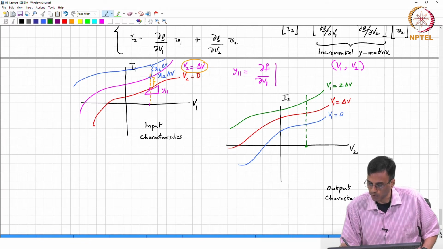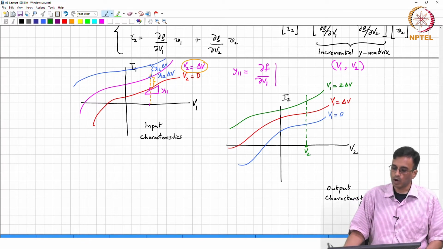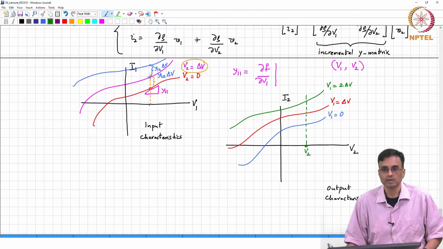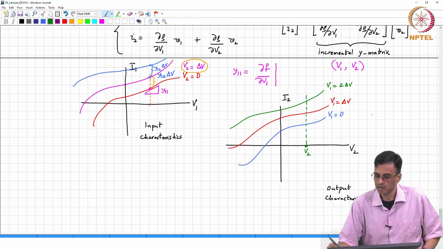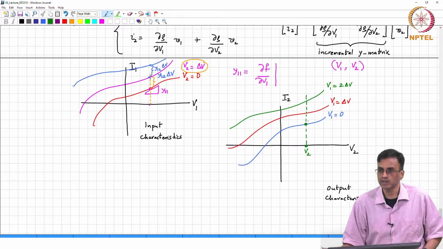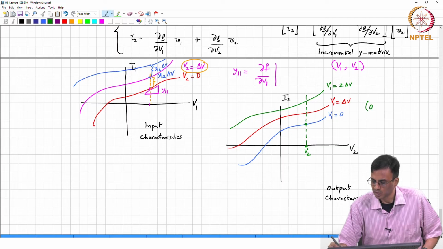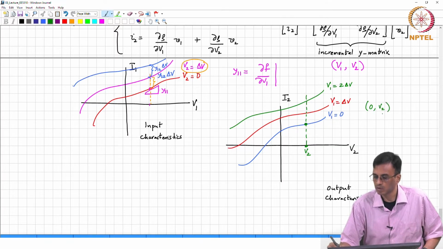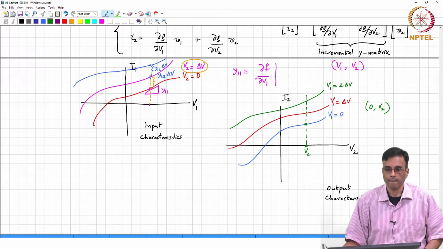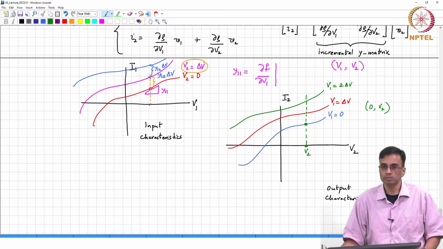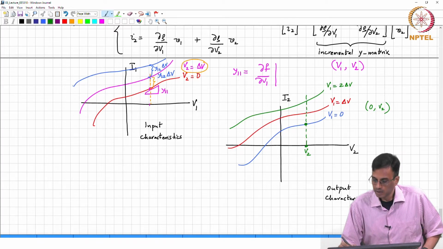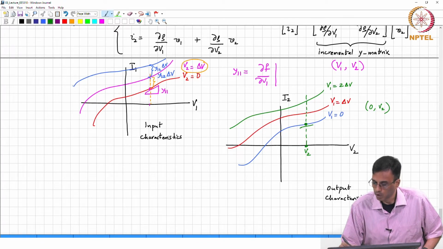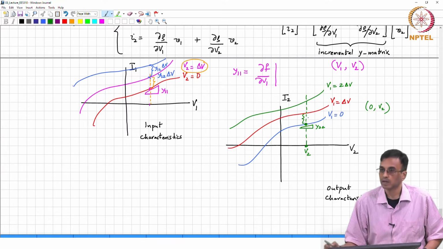for this operating point V2 comma, what is the operating point of the device? What is V1? This is the operating point. So, 0 comma V2. All right. So, what is Y22 now? It is the slope around the operating point. So, that is Y22. What does that distance represent, Revant?